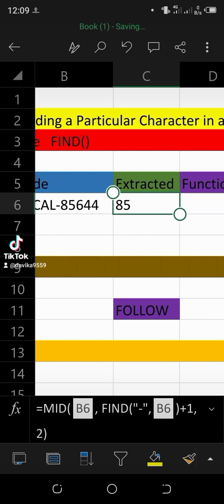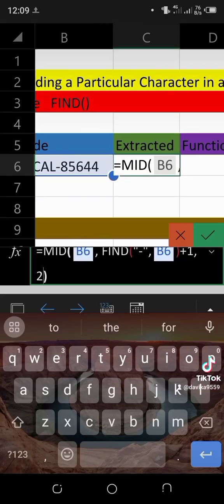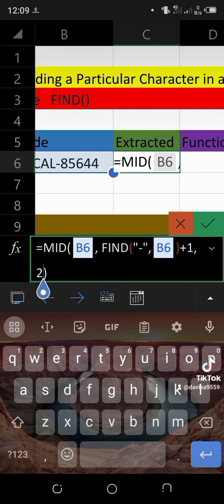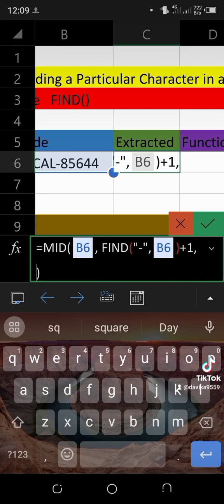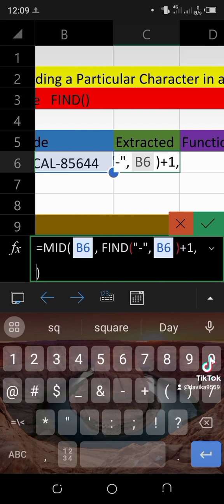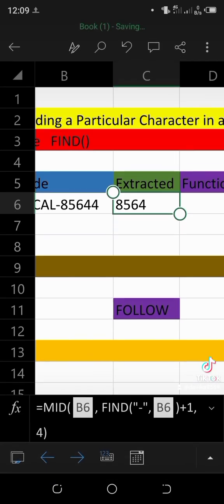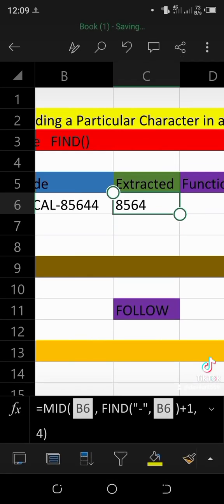You get that particular. But I want to extract 2. So it will extract 8 and 5. Look at what will happen if we extract 4 instead of 2. So when you extract 4, there it is. It gives us 8, 5, 6, 4.